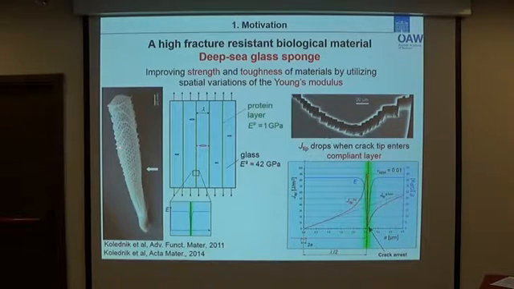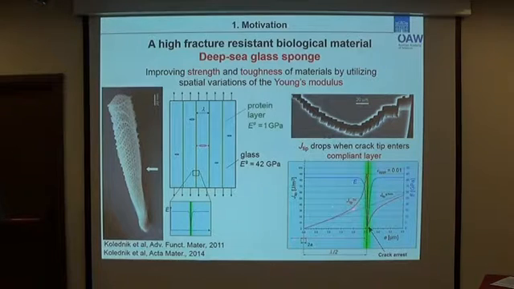This is a very tough natural composite, and if we look at the microstructure of this composite, you can see it's made of hard glass layers and very thin and compliant protein interlayers. So Professor Poletnik, using numerical modeling, showed that the strong variation of Young's modulus between the layers of this structure is the dominant reason for its high fracture resistance.